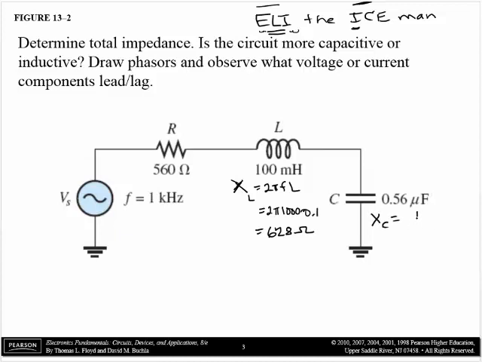And we find XC. XC is 1 over 2 pi FC, reactance in ohms: 1 over 2 times pi times 1000 hertz times 0.56 times 10 to the minus 6, because it's microfarads. We calculate that and we get 284 ohms.